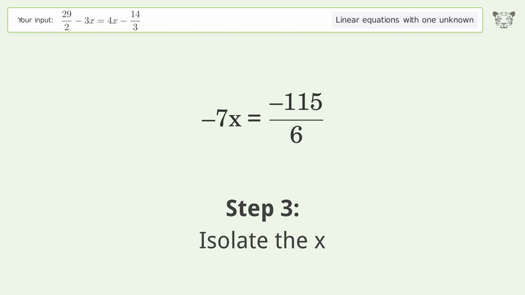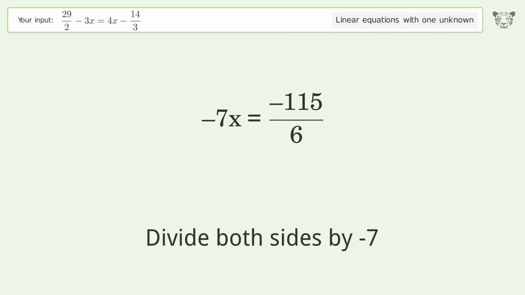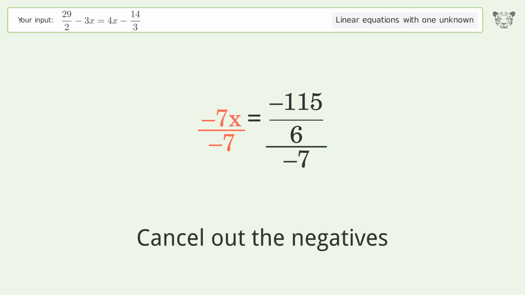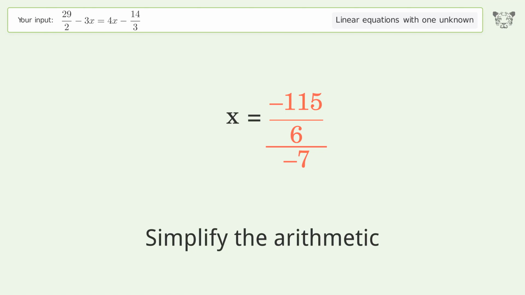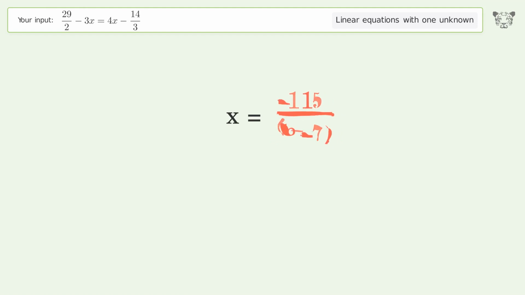Isolate the x. Divide both sides by -7. Cancel out the negatives. Simplify the fraction. Simplify the arithmetic. And so the final result is x equals 115/42.